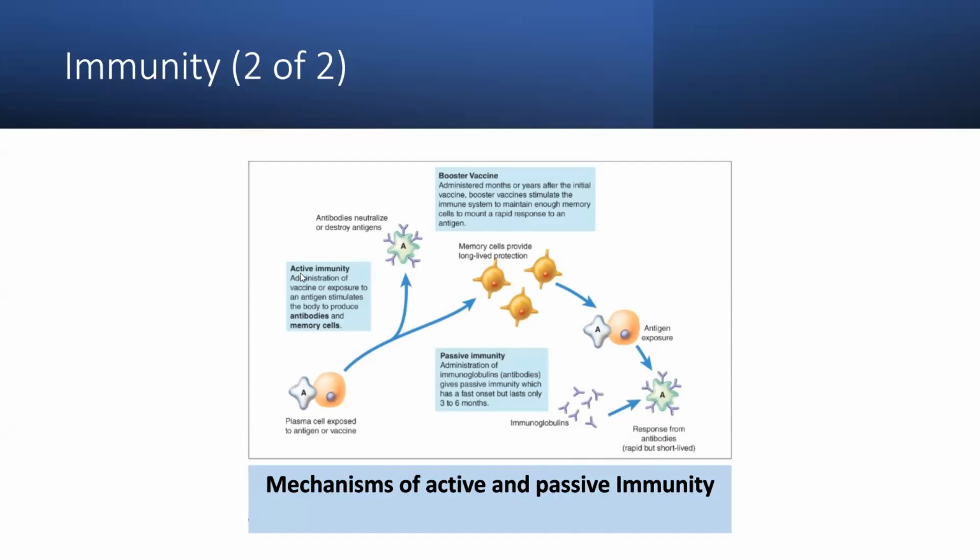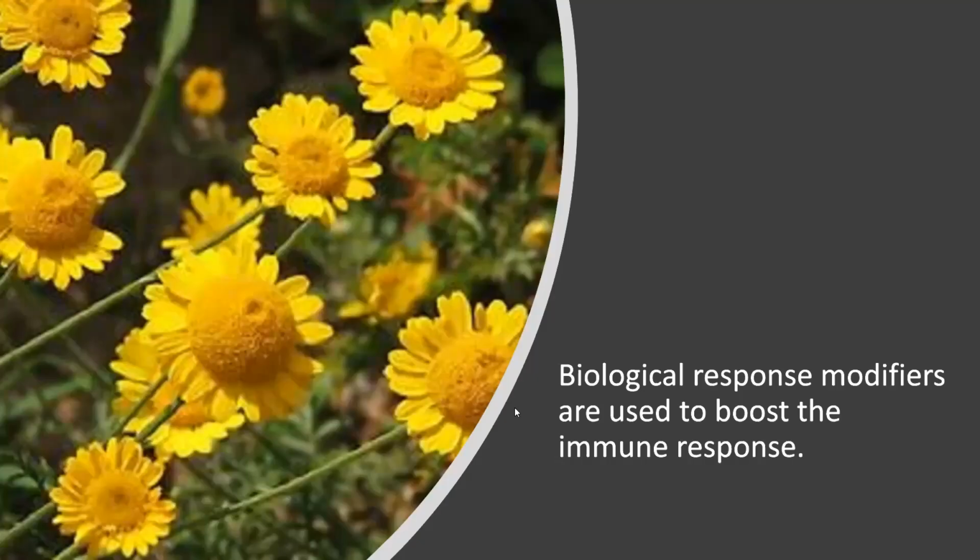So how does active immunity act? Administration of the vaccine or exposure to an antigen stimulates the body to produce antibodies and memory cells. Then we give a booster vaccine, which is administered months or years after the initial vaccine. Booster vaccines stimulate the immune system to maintain enough memory cells to mount a rapid response to an antigen. Passive immunity occurs with the administration of immunoglobulins or antibodies, which has a fast onset but lasts only 3 to 6 months, not more than that.